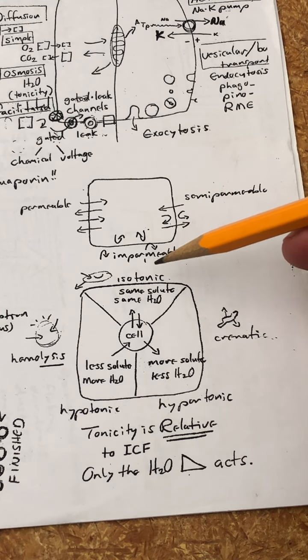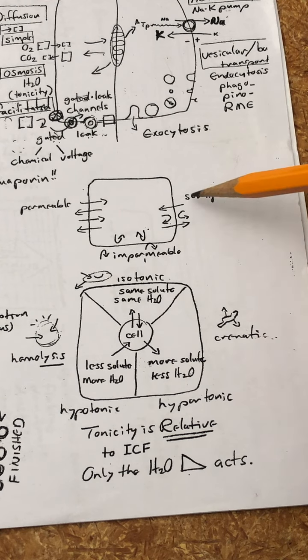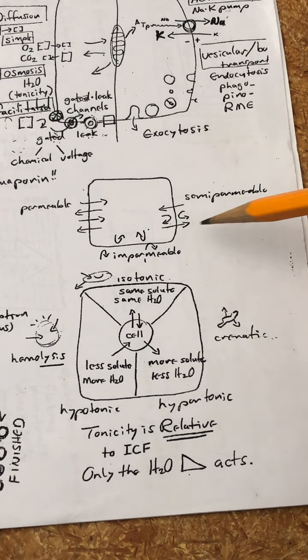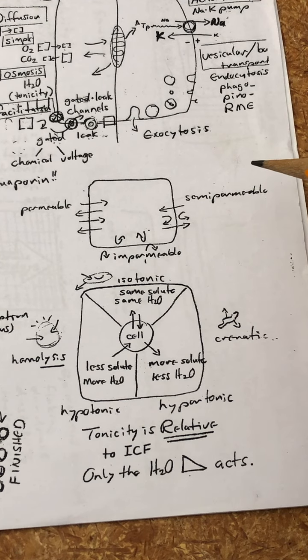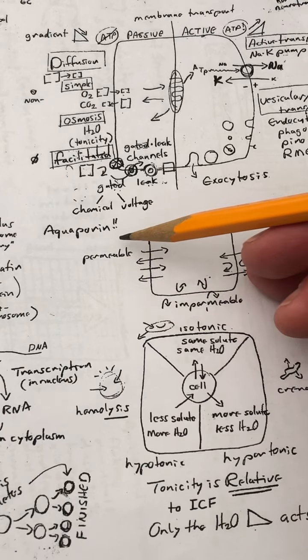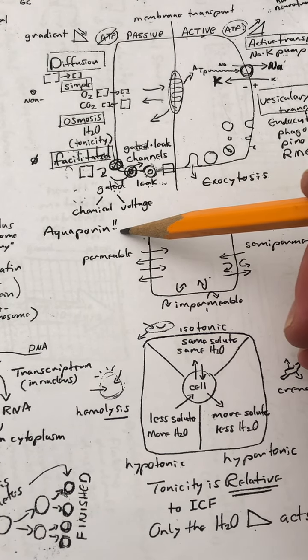Impermeable means nothing moves across the membrane. Things are trapped in or they're trapped out. Semi-permeable means some things can move back and forth and some things cannot. And a cell membrane is a semi-permeable membrane. Now, water is relatively freely permeable to the cell membrane. However, there are gates called aquaporins that we'll talk about later on that can be provided.